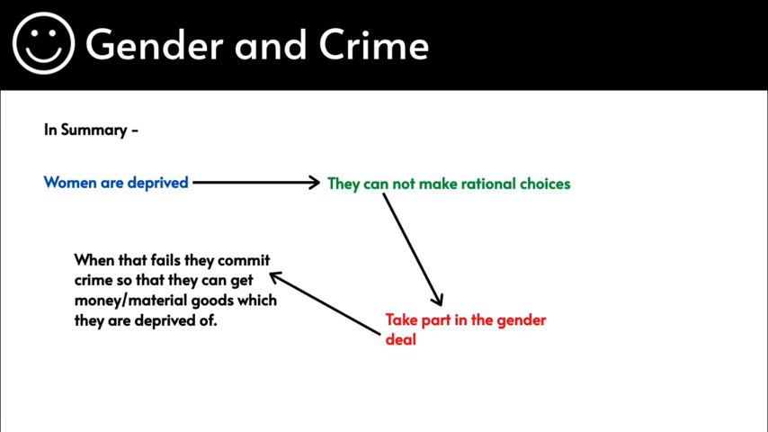When the males fail to give as part of the gender deal, if the gender deal actually fails, women commit crime just so they can gain money or material goods, just so they can fulfil the needs and desires that they wanted from the gender deal, which they did not achieve. So this is a summary, and hopefully this is clear.